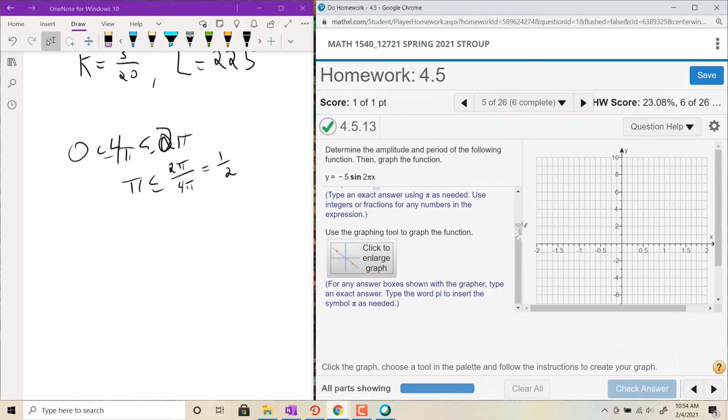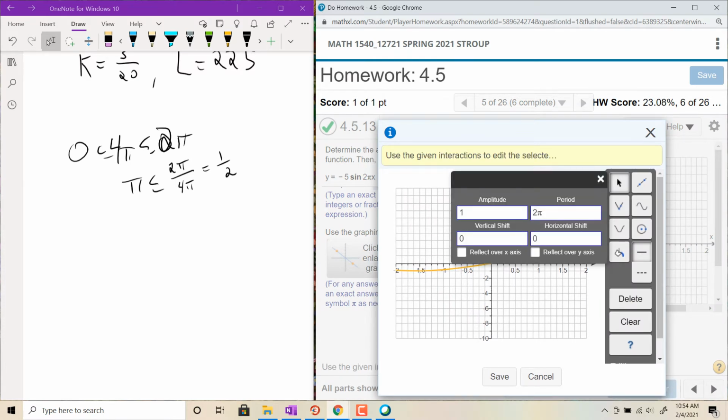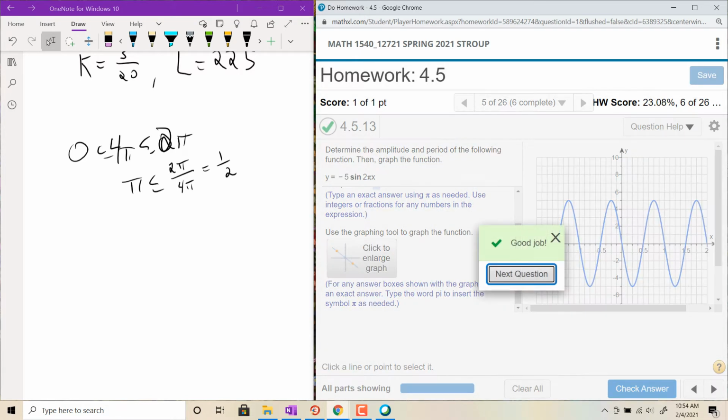And graph the thing. So this is a sine function. Amplitude was 5. Period, I forgot what we said, maybe 1. And it's negative, again, out in front, so that's that x-axis reflect. Okay, so save that guy, check answer. Next.